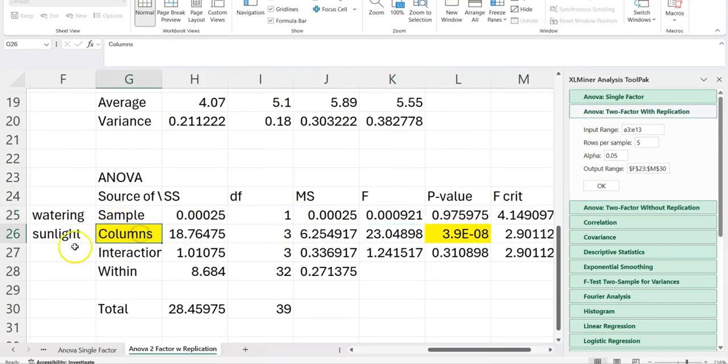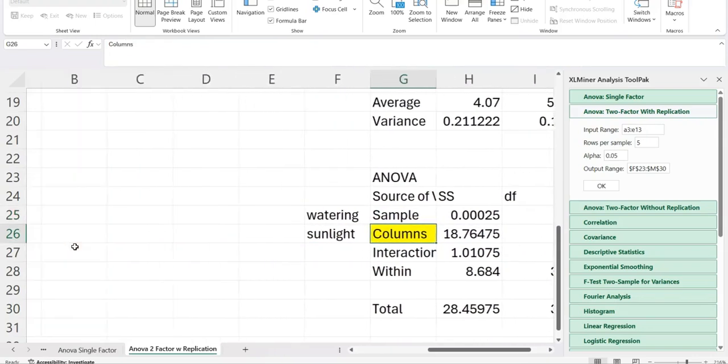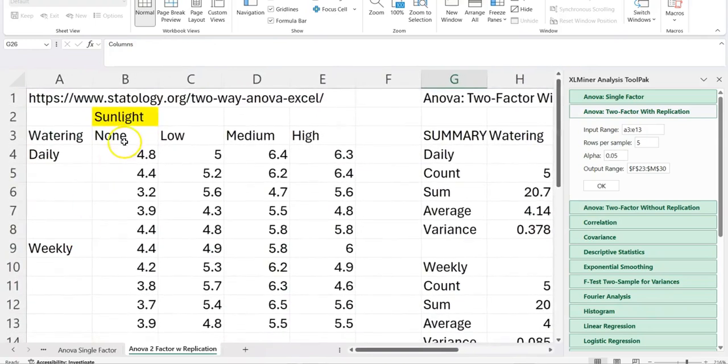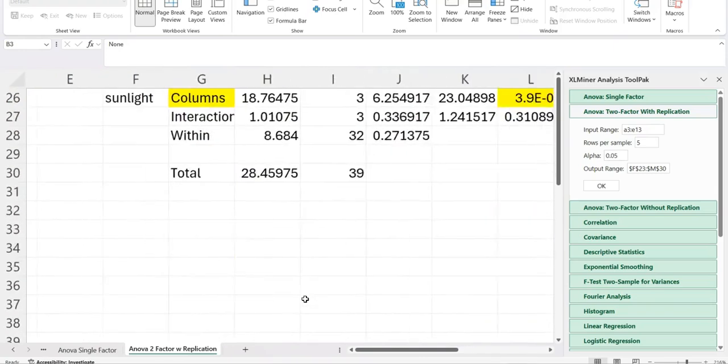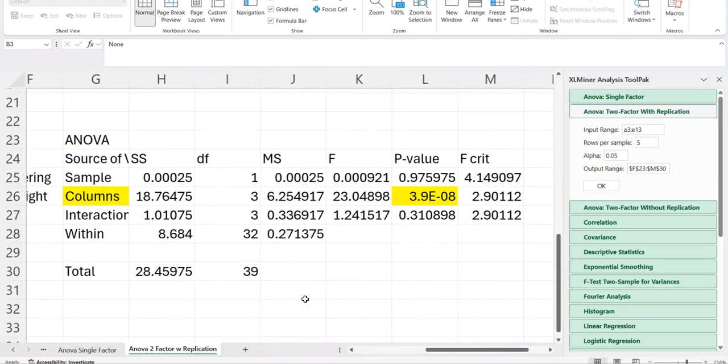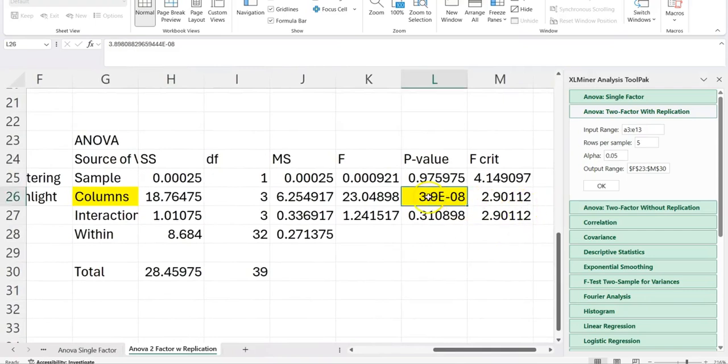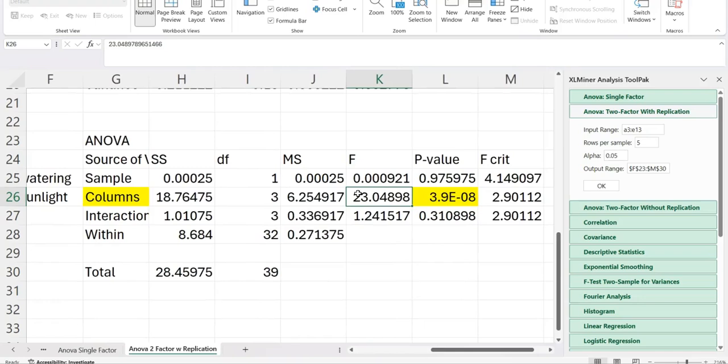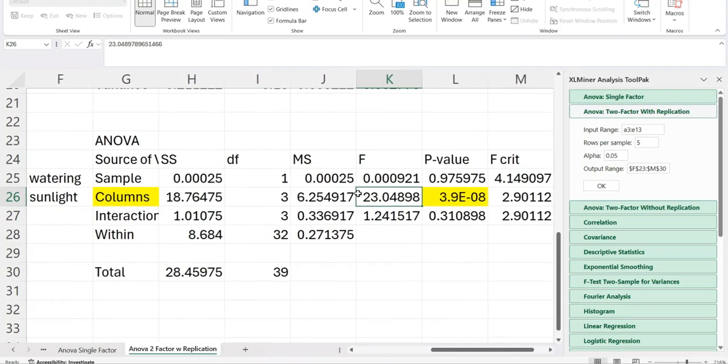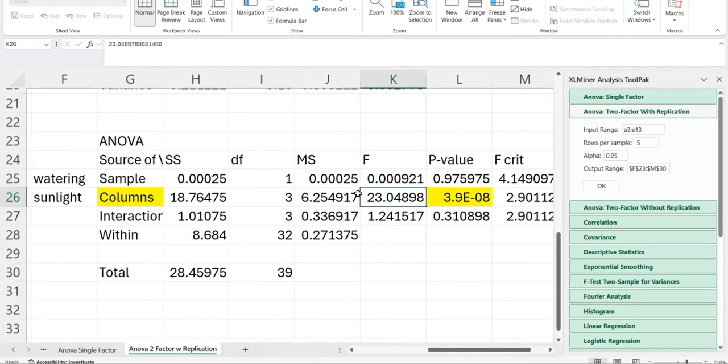Turning to the columns, that's represented by the sunlight portion, so that was the none, low, medium, and high, and since these are set up in columns, that's what that's representing. In this particular example, the p-value is very, very small, and you have a high F statistic, so that is statistically significant at the 5% level. Actually, basically 0% is very, very statistically significant.